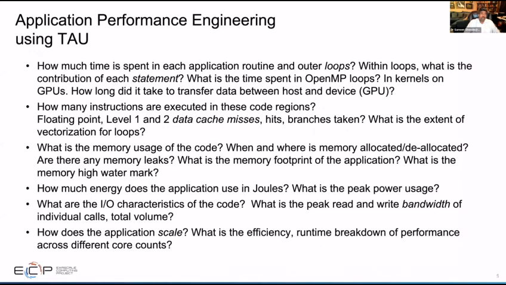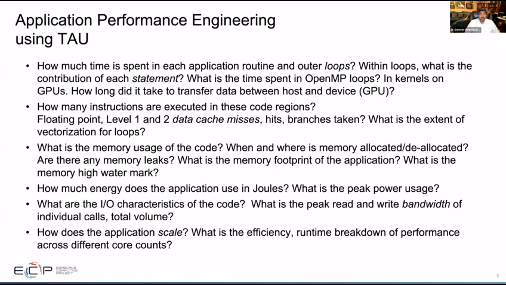So in case you're wondering how Tau can help you in your performance engineering goals, and what is it that Tau can show you? Well, it can show you how much time is being spent in different code regions in your application, including routines and outer loops. Within the loops, you can see what is the contribution of each statement and how much time is being spent in OpenMP loops, in kernels executing on GPUs. You can measure the data transfer between the host and the GPU.